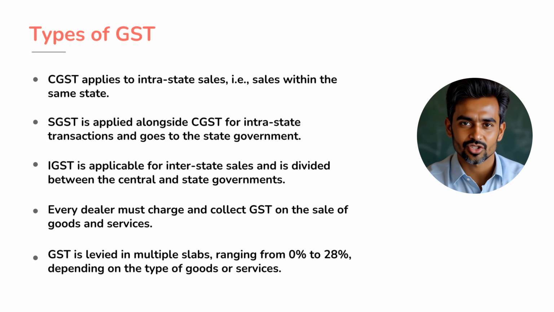IGST is a combination of both CGST and SGST, and it ensures that the tax is fairly divided between the central and state governments. So, whether it's CGST, SGST, or IGST, each one is designed to make sure the right government gets its share of the tax.